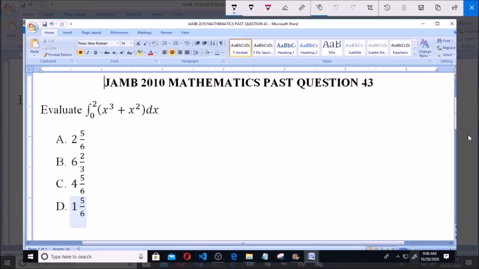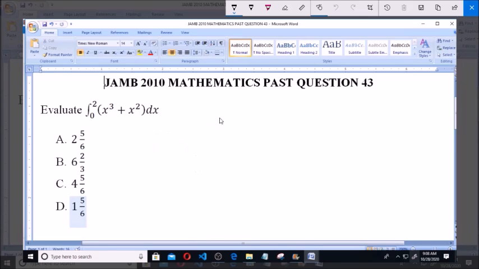I will be answering JAMB 2010 Mathematics Past Question 43. Evaluate the integral of x cubed plus x squared dx, with 2 up and 0 down. This is the integration given to us. A says 2 whole number 5 over 6, B says 6 whole number 2 over 3, C 4 whole number 5 over 6, and D 1 whole number 5 over 6.